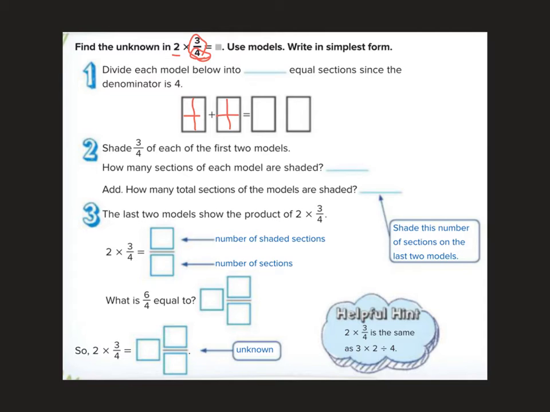I'm going that way, since the denominator is 4. So if I'm going to shade in 3 of them, 1, 2, 3, 1, 2, 3, right? 3 out of 4 pieces here. Then I'm going to get 1, 2, 3, 4, 5, 6 total pieces. So these are still divided into 4, but now instead of having 1 left over on each one, I'm going to put them all together to have 6 pieces. So 1, 2, 3, 4, 5, 6.